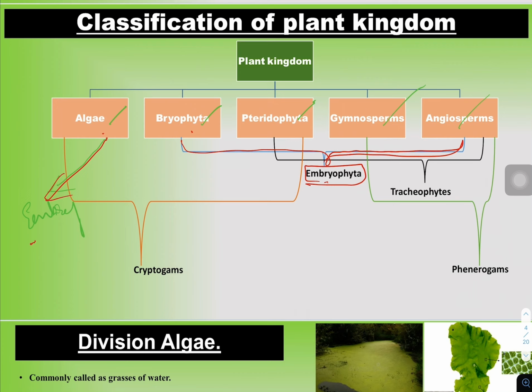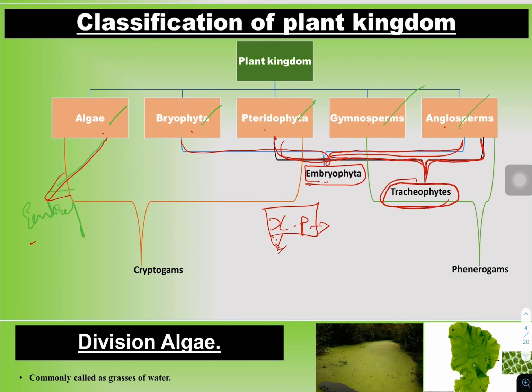Okay, next see here. Pteridophytes, gymnosperms and angiosperms have within their body a xylem and a phloem. Xylem as water conducting tissue, phloem as a food conducting tissue. Hence, they are called tracheophytes. Pteridophytes, gymnosperms, angiosperms, they have what? They have xylem and phloem. Hence, they are called tracheophytes.